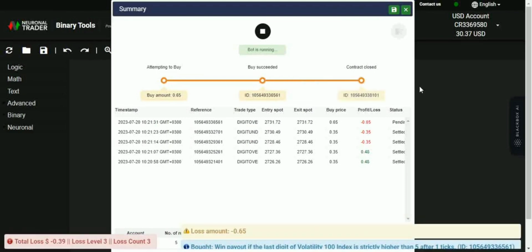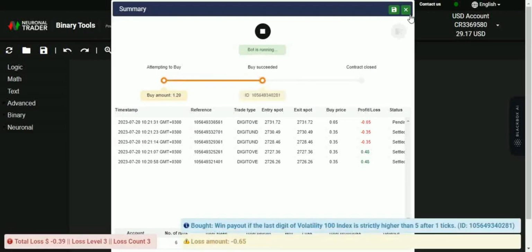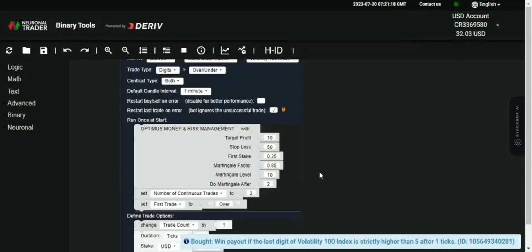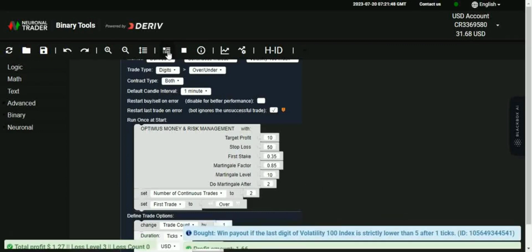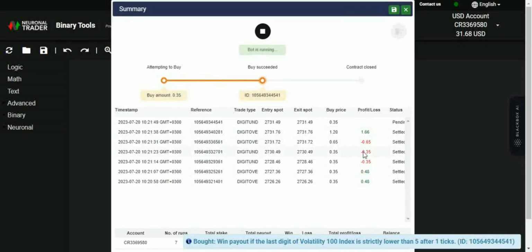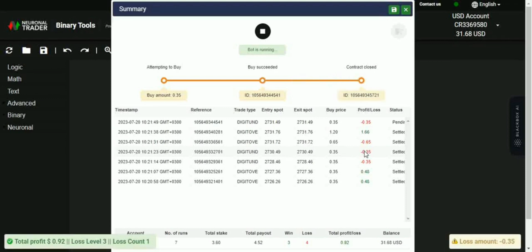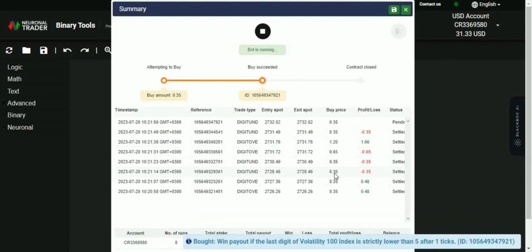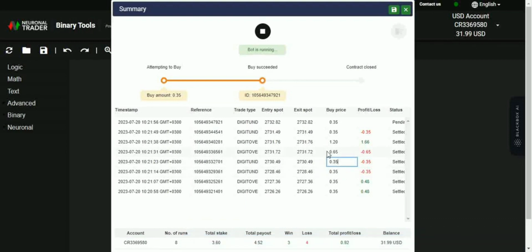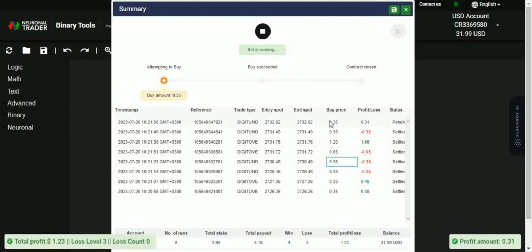So that's my advice. And with this bot again, you decide when you want the martingale to be applied. With this feature here, do martingale after. So for me, I've chosen to do martingale after the first loss is gone, then the second one. So after the second loss is when the martingale will be applied. That's why it's doing a 0.5, then applying the martingale there.